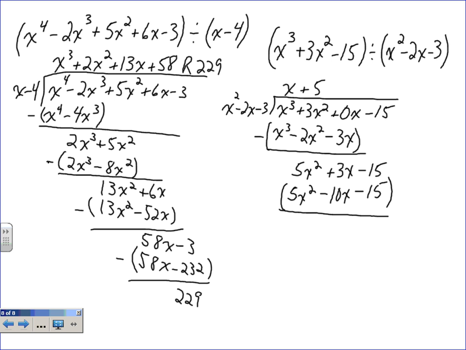And we subtract. Well, the 5x squares will cancel. I have 3x minus a negative 10x gives me 13x. And 15 minus a negative 15 is 0. What can I multiply x squared by to get 13x? Nothing. 13x now is my remainder. So my remainder in this case is 13x. Long division. Okay?